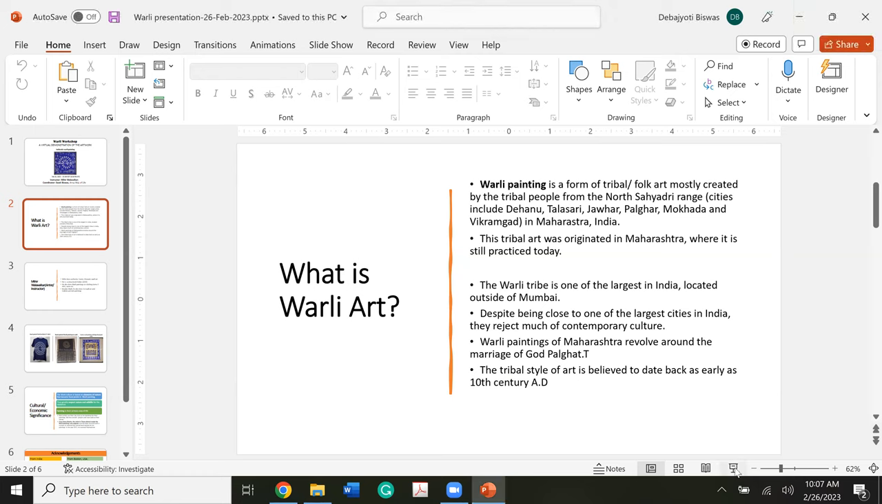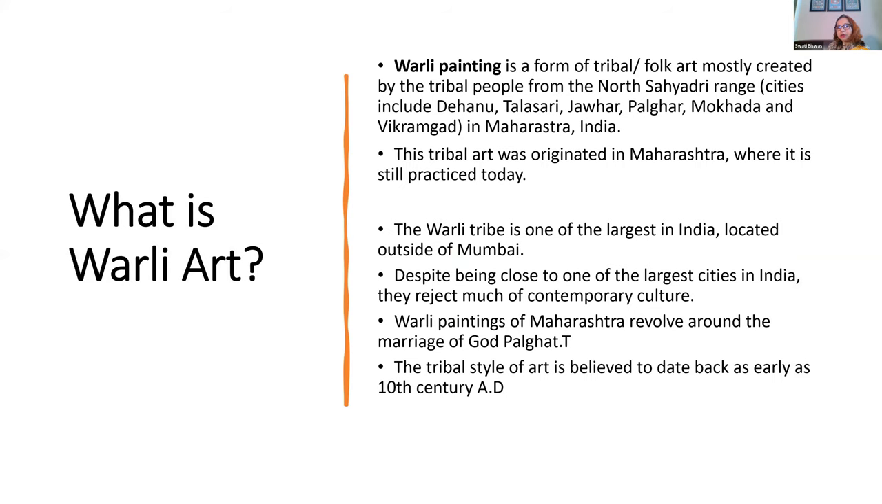Yes. Okay, thank you. So Warli painting is a form of tribal folk art, mostly created by the tribal people from North Sahyadri range, which includes places like Dahanu, Talasari, Jawhar, Palghar, and all of those areas in Maharashtra, India. This tribal art originated in Maharashtra, where it is still practiced today. And Mihir actually lives in Maharashtra. He lives in Mumbai. The Warli tribe is one of the largest in India, located outside of Mumbai. Despite being close to one of the largest cities in India, most of them reject much of contemporary culture.